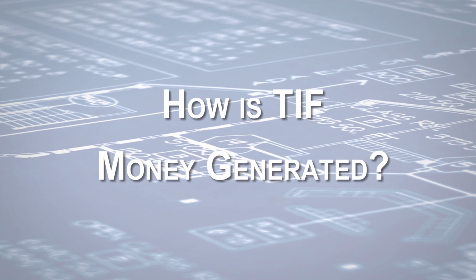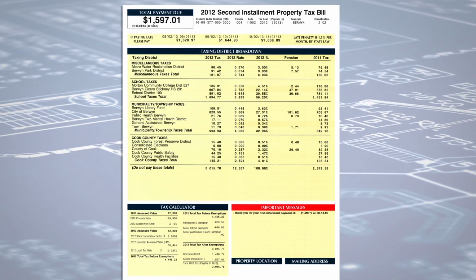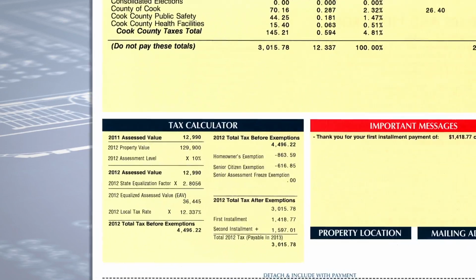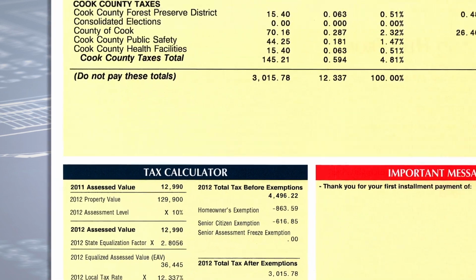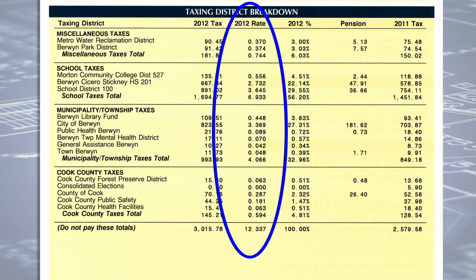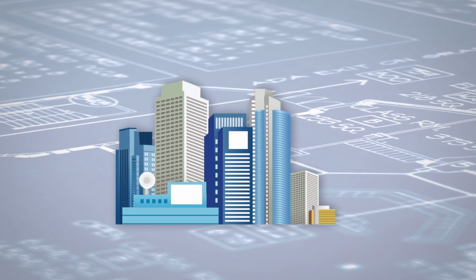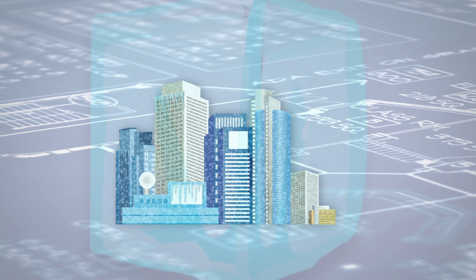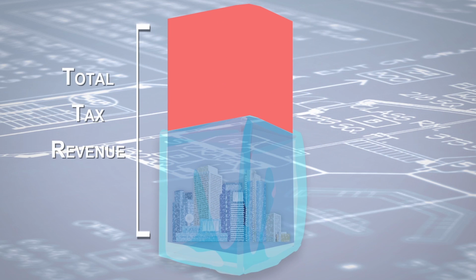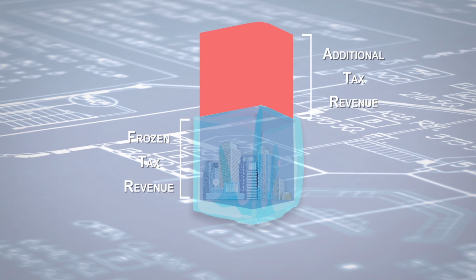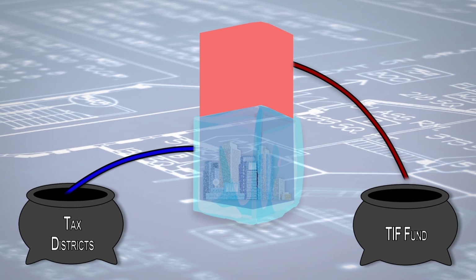How is TIF money generated? Property taxes are based on a taxing district's levy request and the equalized assessed value, or EAV, of the parcels in the district. Together, those generate the tax rates that appear on a property tax bill. When a TIF district is created, its EAV is frozen for the life of the TIF, typically about 23 years. But the value of the property in the TIF district increases as development occurs. Tax revenue collected above the frozen value goes into the TIF fund. Since 1986, more than $5 billion has been collected by Chicago TIF districts.